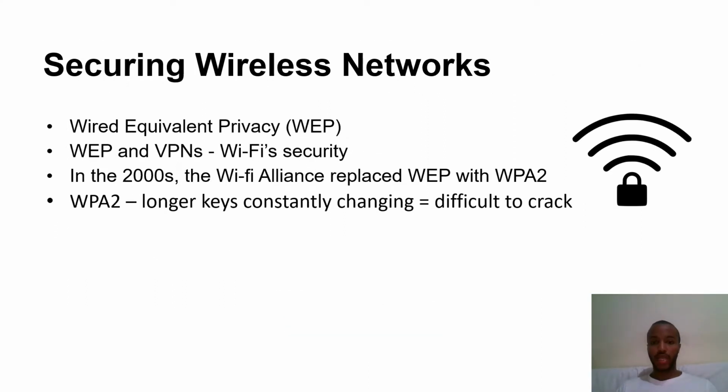In order to make sure that wireless networks are protected, a security standard called Wired Equivalent Privacy (WEP) was created, which can be improved by using it combined with a virtual private network. But in June 2004, WEP was replaced by Wi-Fi Protected Access 2 because it was very easy to crack.